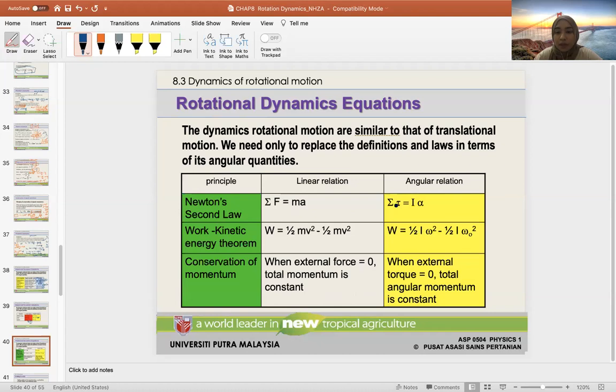Lepas tu F equals to MA. Net torque is I alpha. Work energy theorem sama juga, 1 over 2 I omega squared minus 1 over 2 I omega initial squared. And then you have conservation of momentum. When net external force is 0, total momentum is constant. Remember this equation, Ft. When F is 0, P is constant. Sama juga kat sini. When torque is 0, your L is constant.